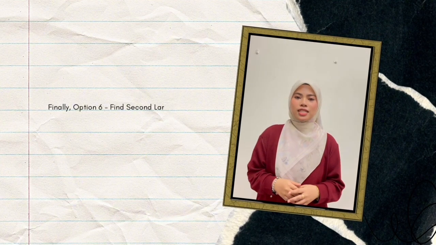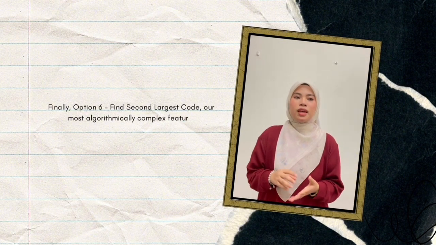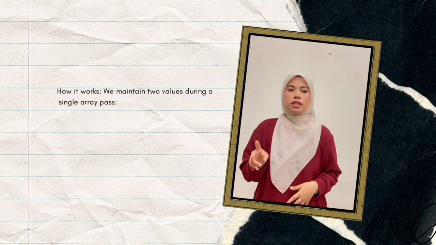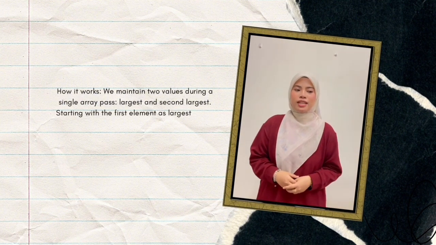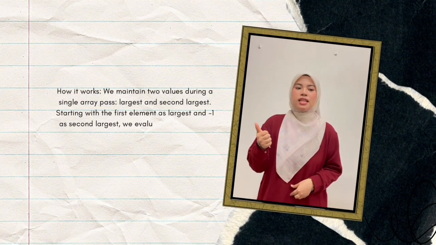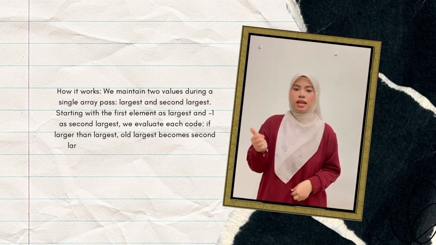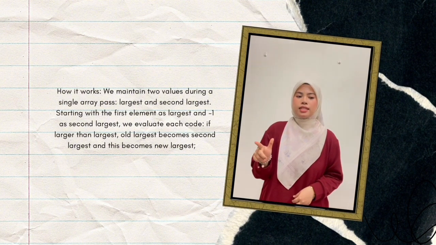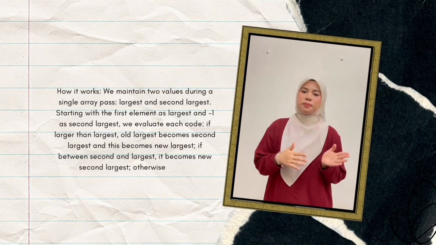Okay, finally, we come to option C, which is find second largest code. This is the most algorithm-heavy feature in our system, but the idea is actually simple. How it works: we scan the array once and keep track of 2 values, the largest code and the second largest code. For each code, we check: first, if the code is bigger than the largest, the largest becomes the second largest, and the new value becomes the largest. Second, if the code is between the largest and second largest, it becomes the new second largest. Otherwise, we skip it.